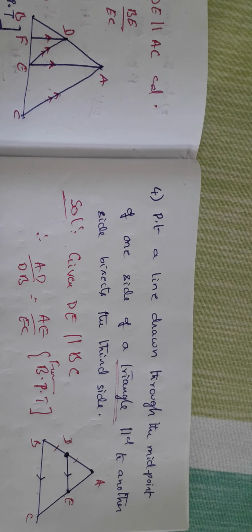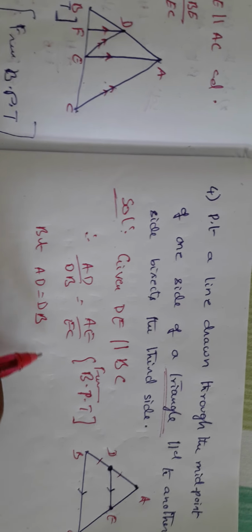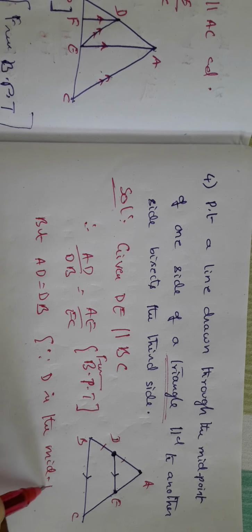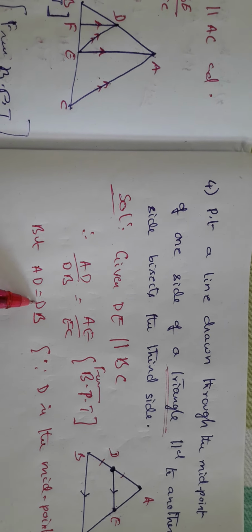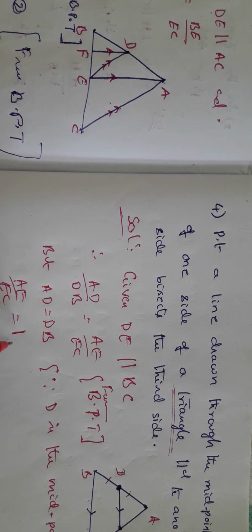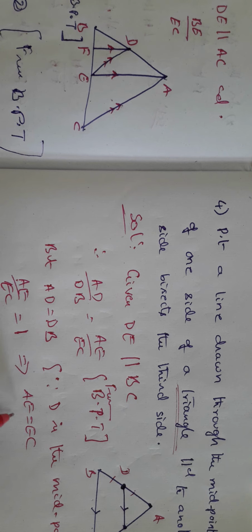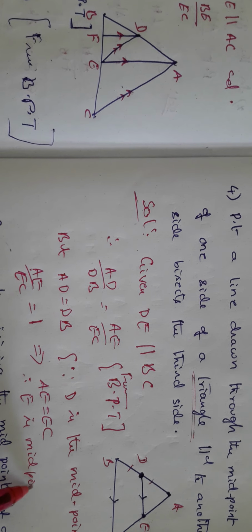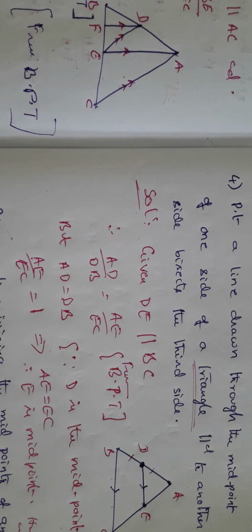But AD is equal to DB, since D is the midpoint. Is it not? So when AD is equal to DB, that means AE by EC is equal to 1, which implies AE is equal to EC. Therefore E is the midpoint. Hence proved.